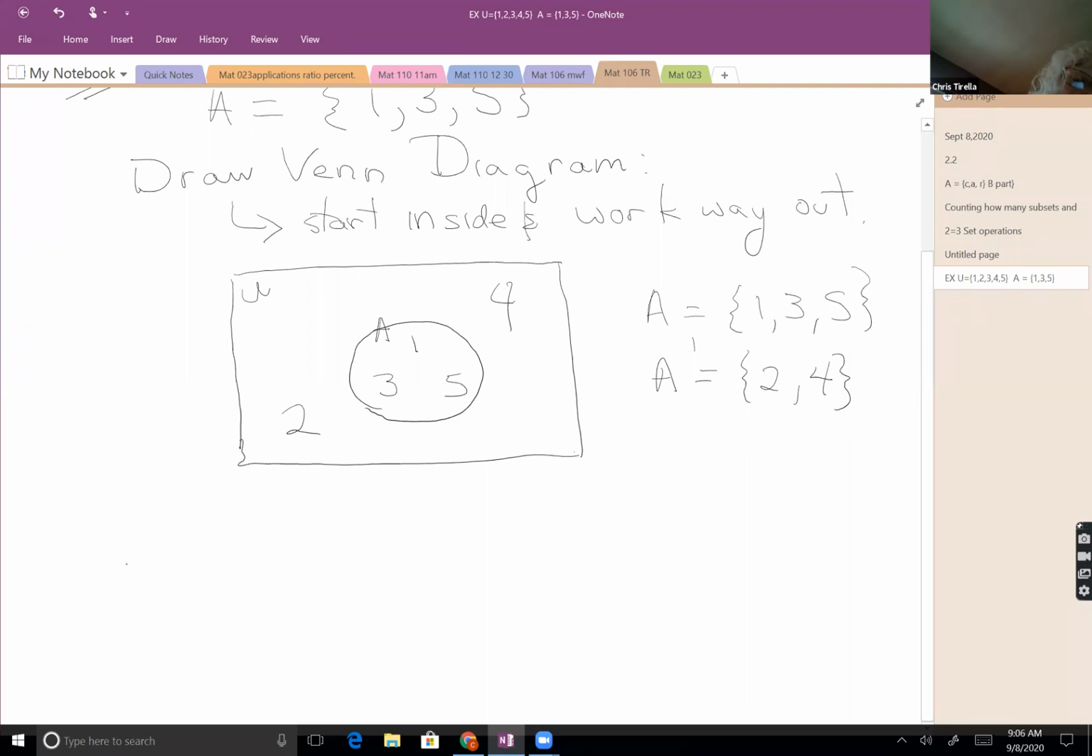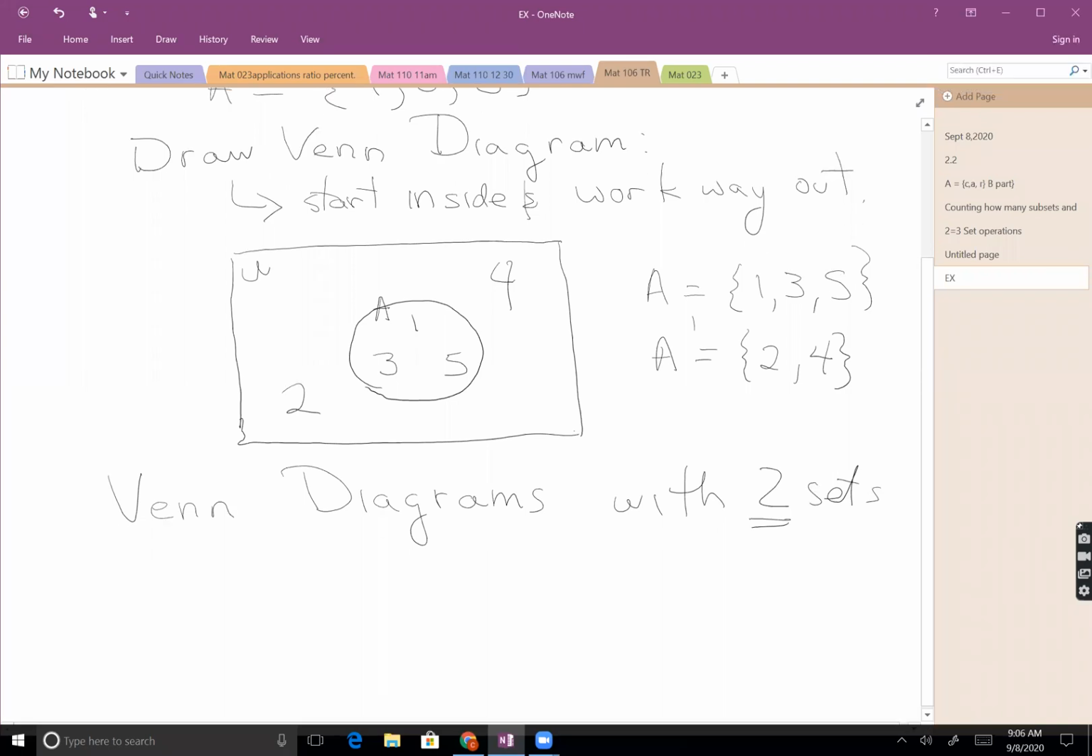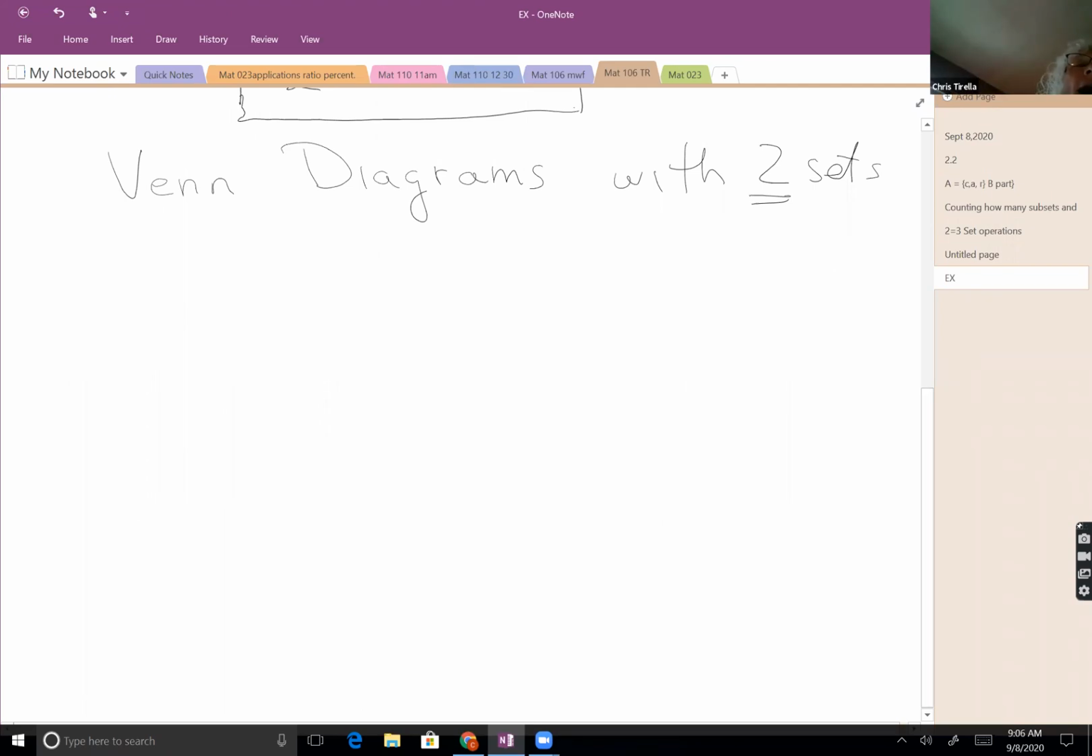So then, next thing we're going to look at is Venn diagrams with 2 sets. And if I were a glutton for punishment, I'd be drawing a whole bunch of different cases. I could consider the case, first case, where the sets are disjoint. Elements in common.